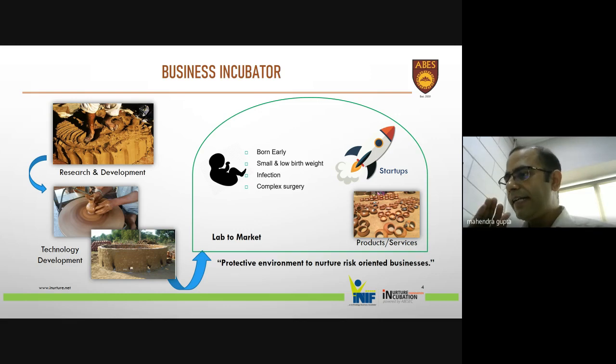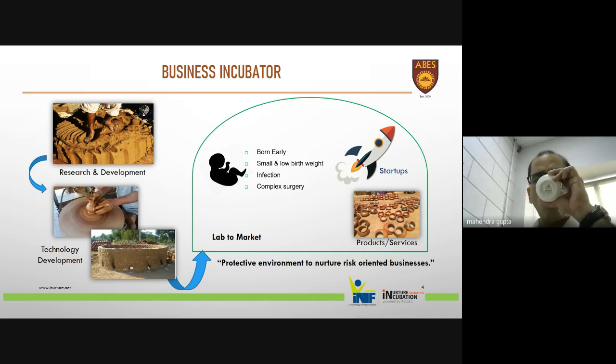So the concept comes, which is called a business incubator, and this word comes from the medical industry. You might have seen incubators in hospitals. So what happens? Can someone tell me what happens in a hospital with this incubator?